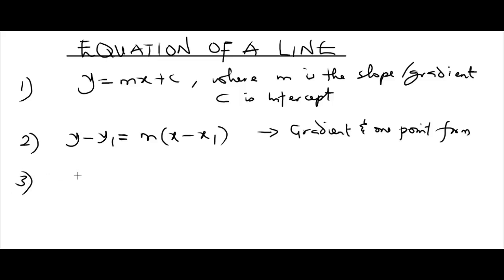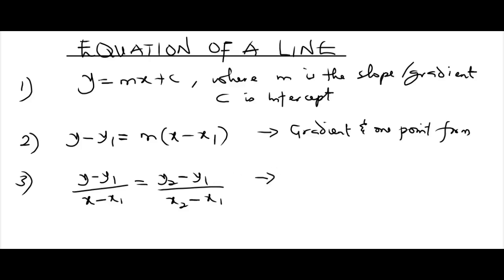Then there are times they will give you two points, like point A, then give you the coordinate, and also point B and give you the coordinate. What do you do in this case? You simply say y minus y1 over x minus x1 equals y2 minus y1 over x2 minus x1. So this is what you use when two points are given. So that is gradient and two point form.